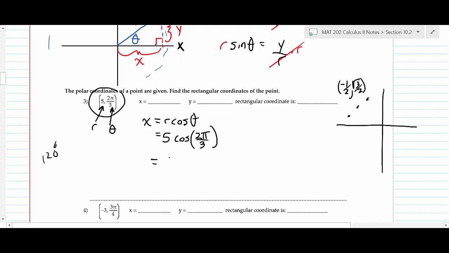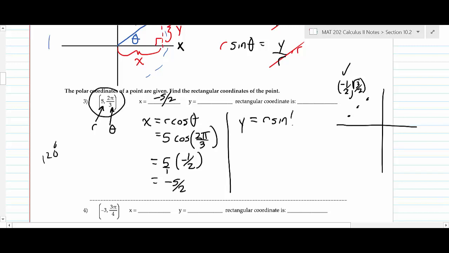So the cosine, of course, would be the x value. That's 5 times negative 1/2, so that would be negative 5/2. So x is equal to negative 5/2. Then you go to y. What's the substitution for y? Y equals r sine theta. The way I remember that is the sine's y on a unit circle and the cosine's x on a unit circle. If r is 1 in a unit circle, that's what x and y are.